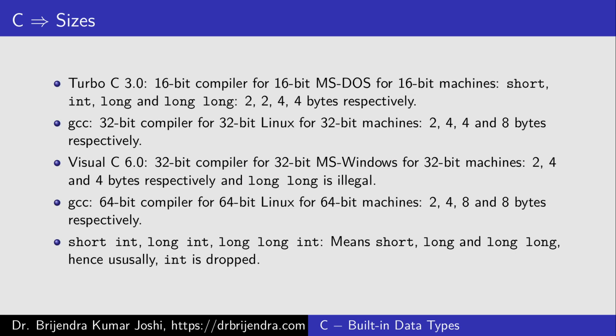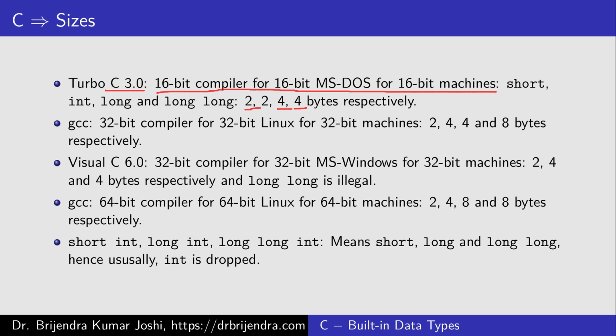Now, the various sizes I have come across. Turbo C 3.0: what was it? It was a 16-bit compiler for 16-bit MS-DOS on 16-bit machines. There short, int, long, and long long were 2 bytes, 2 bytes, 4 bytes, and 4 bytes respectively. What does it mean? In Turbo C 3.0, short and int were the same size, 2 bytes, so there was no difference. And long and long long were both 4 bytes, so again no difference.